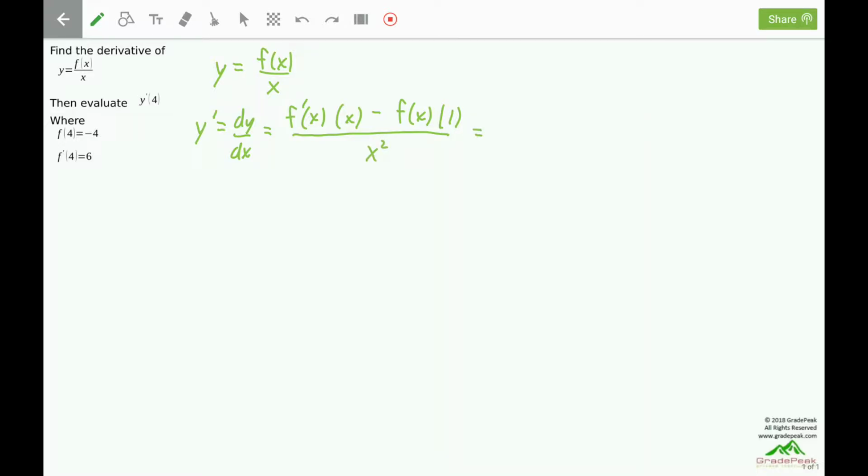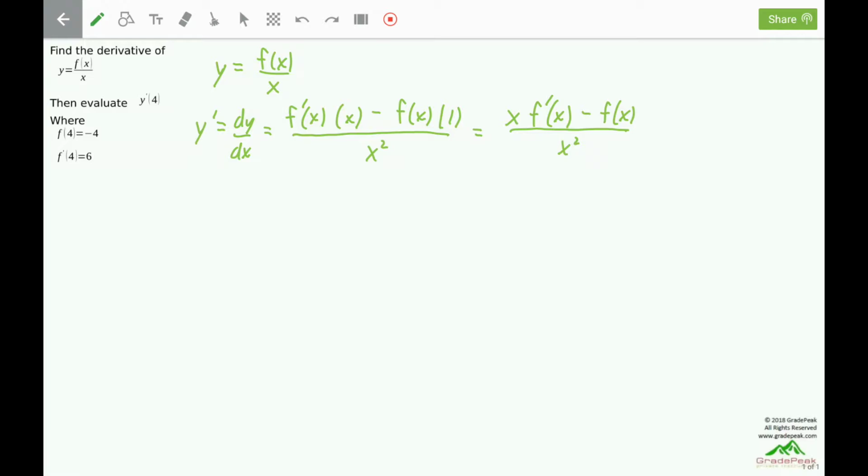Now I'm going to just simplify the look of the numerator. I'm going to put the x in front of the f prime of x. It just looks a little nicer then. And then minus f of x times 1, which will just be f of x, and all over x squared. So there's our derivative y prime or dy dx.